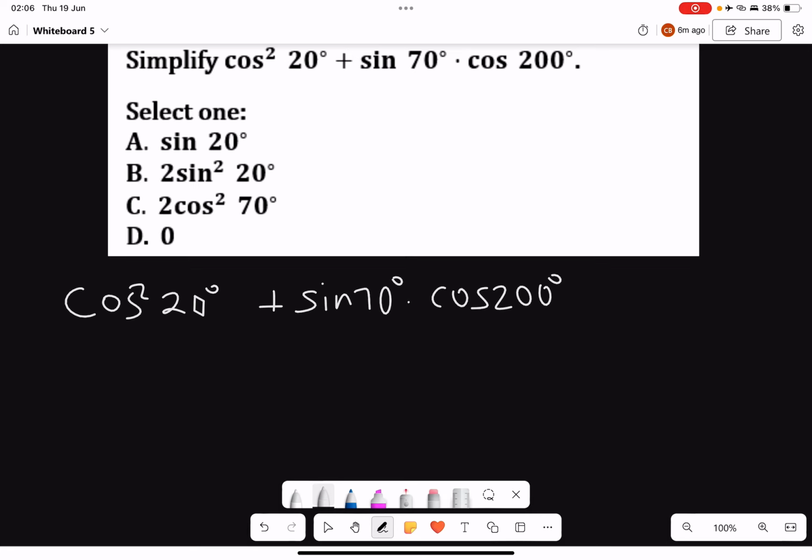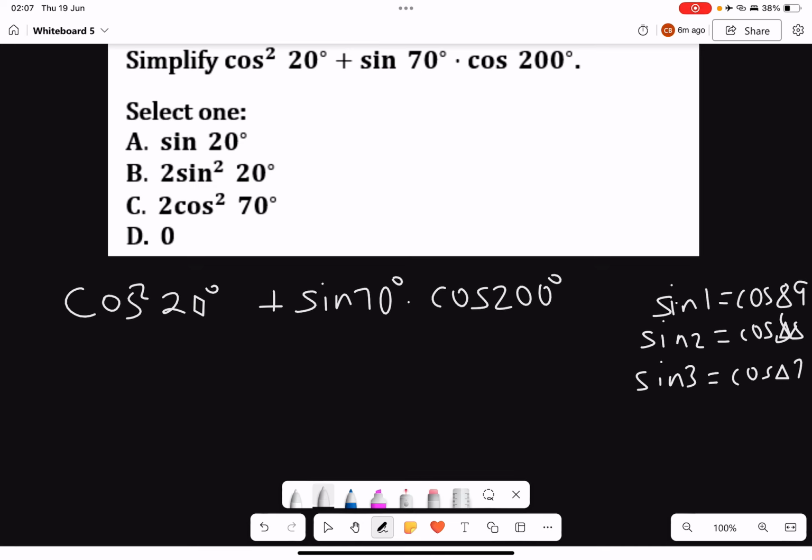And we need to know that sine of 1 is going to be the same as cos of 89. Sine of 2 is going to be cos of 88. Sine of 3 is going to be cos of 87. I'm sure you can see the pattern, ladies and gentlemen. As long as these angles between sine and cos add up to 90, the two trig ratios are equal.